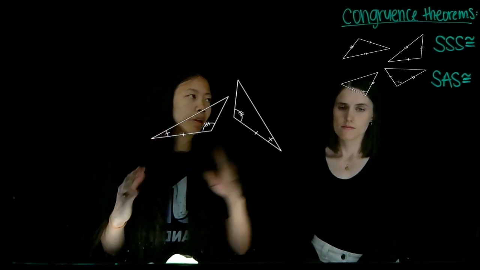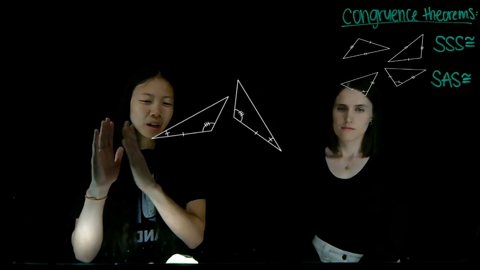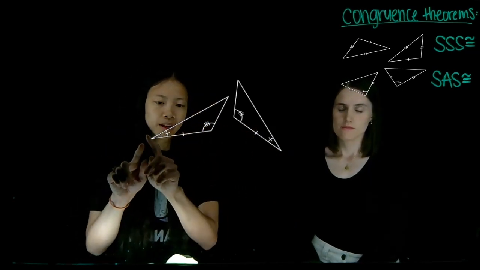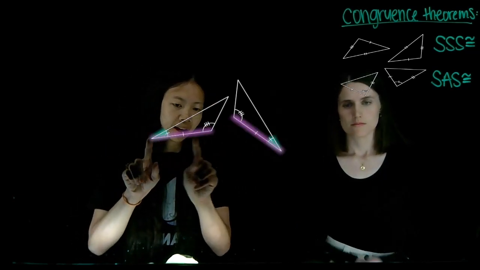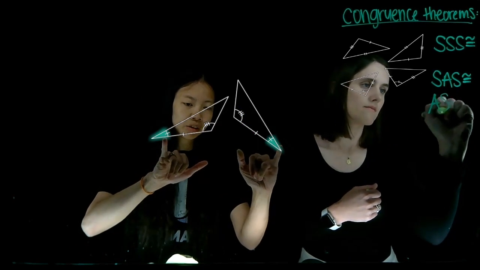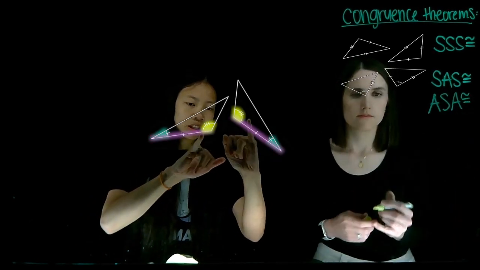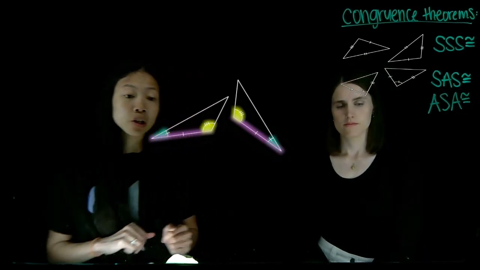So remember when we are writing out our theorems that we want to have it flow. I don't want to jump around. So I got angle, side, angle. Because this pair of angles match, this pair of sides match, and this pair of angles also match. They're congruent with each other.